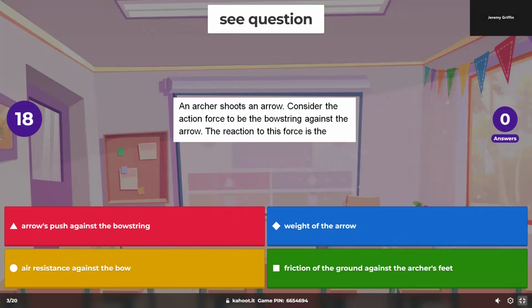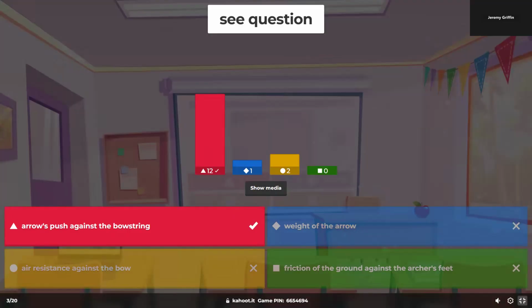Archer shoots an arrow. Consider the action force to be the bowstring pushing the arrow. What's the reaction force? See, the bowstring's pushing against the arrow. The reaction is the, yeah, the arrow pushes back on the bowstring. Right? Now, there's maybe these other forces might also be applicable. They just wouldn't be the third law equal and opposite force. Right? Speaking of which, guys, which force is bigger? The bowstring pushing on the arrow or the arrow pushing back on the bowstring? That's the same force. Same force.